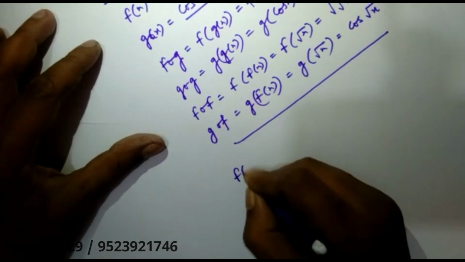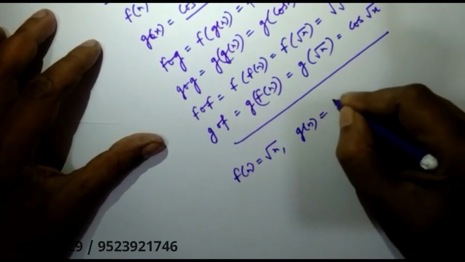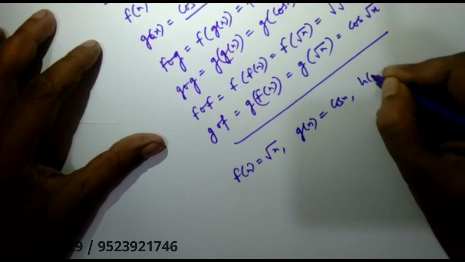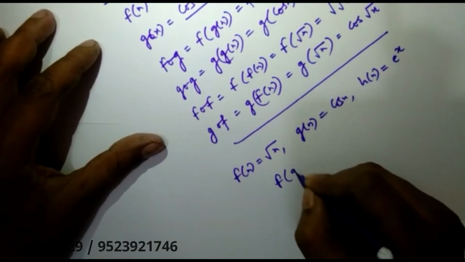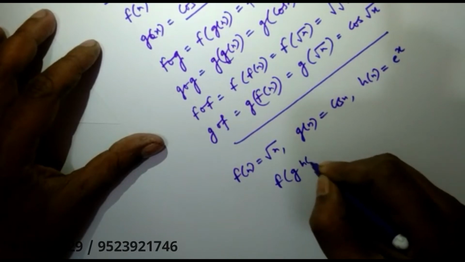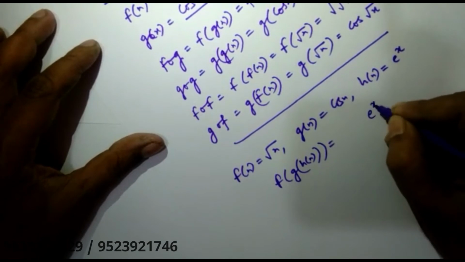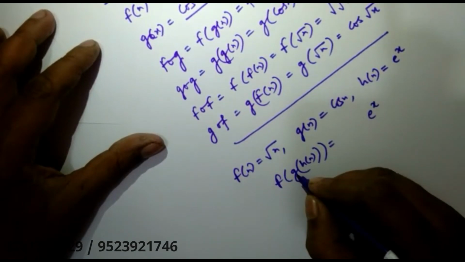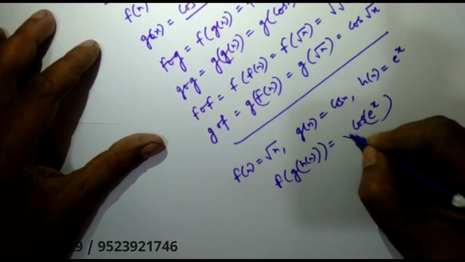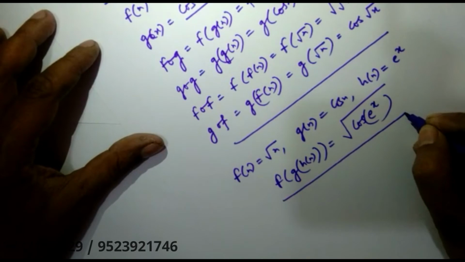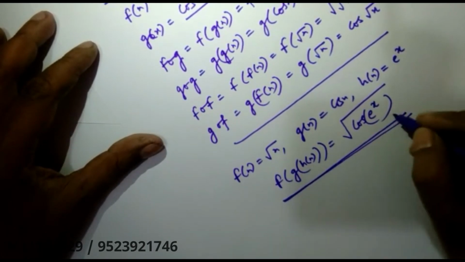For example, if your function is f(x) equals root x, g(x) equals cos x, and h(x) equals e to the power x, and you have to find f of g of h(x). Then first write h(x), that is e^x. Second write g(x), that is cos, and third write f(x), that is root. This is the composite function root under cos e^x, the composite function f of g of h(x).